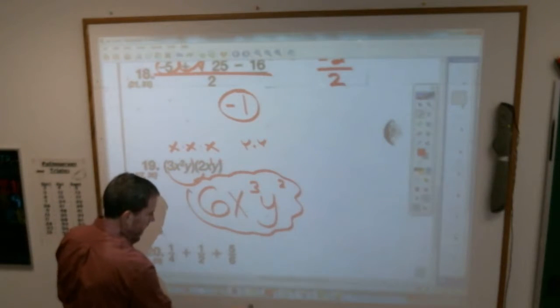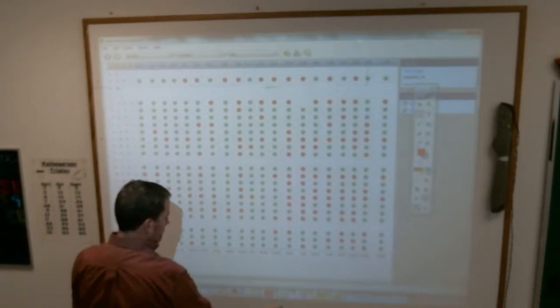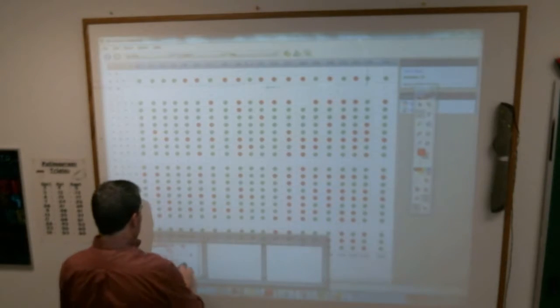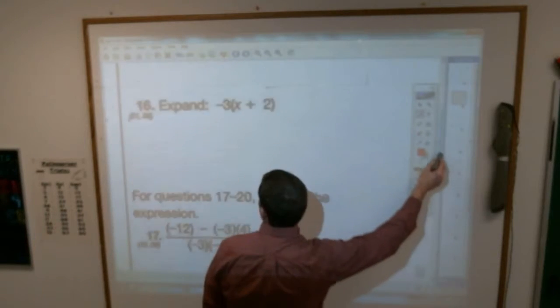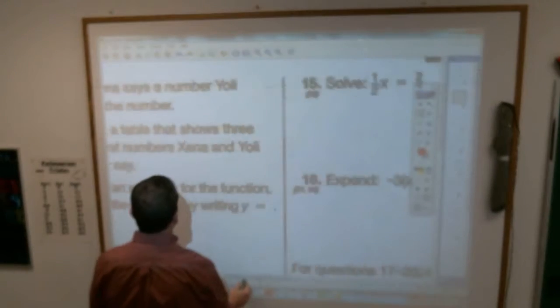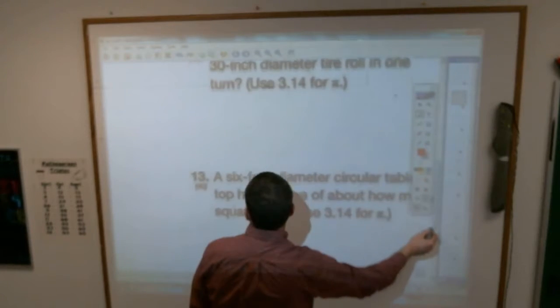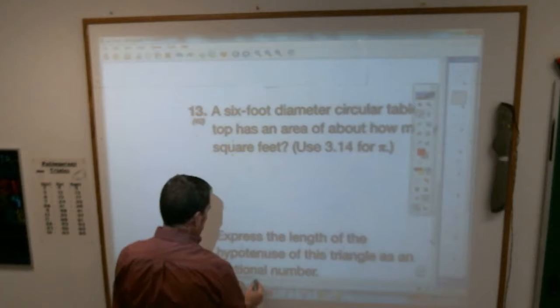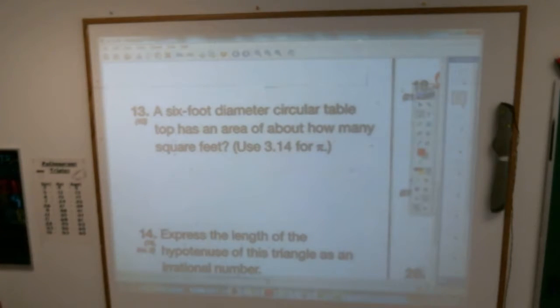Let me see if there are any other big hitters on this whole thing here. Can we do 13? Let's look at 13. Number 13. Might be somewhere over here, is it? 11, 12, and 13. A 6-foot diameter circular table has an area of about how many square feet?